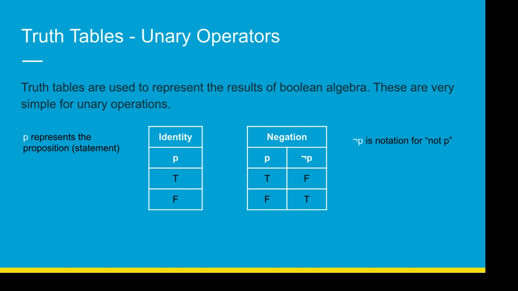So again, here I'm using P to represent the statement that's either true or false. The identity operator is just, if P is true, then it's true, and if P is false, then it's false. The negation operator is the opposite. So if P is true, then not P is false, and if P is false, then not P is true. So that's hopefully pretty straightforward.